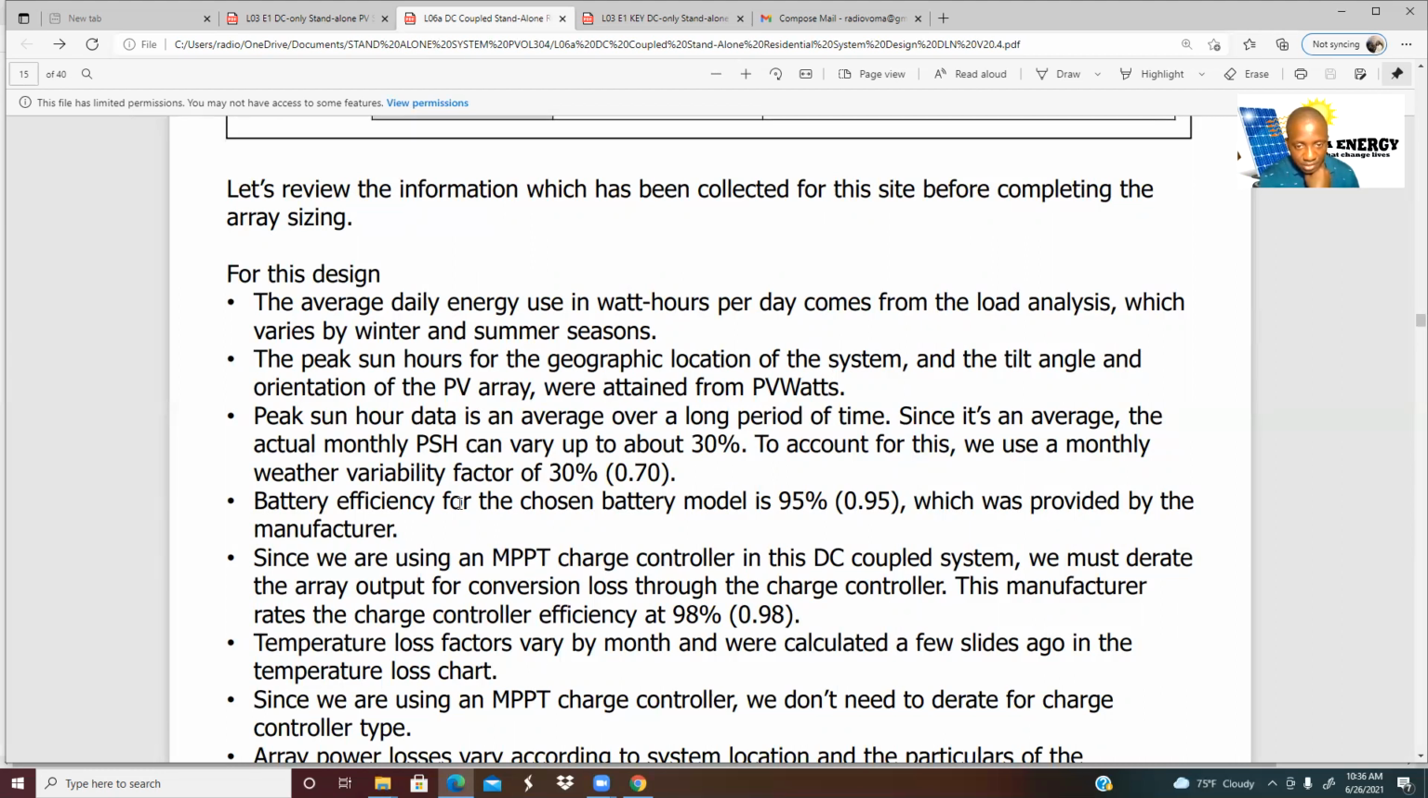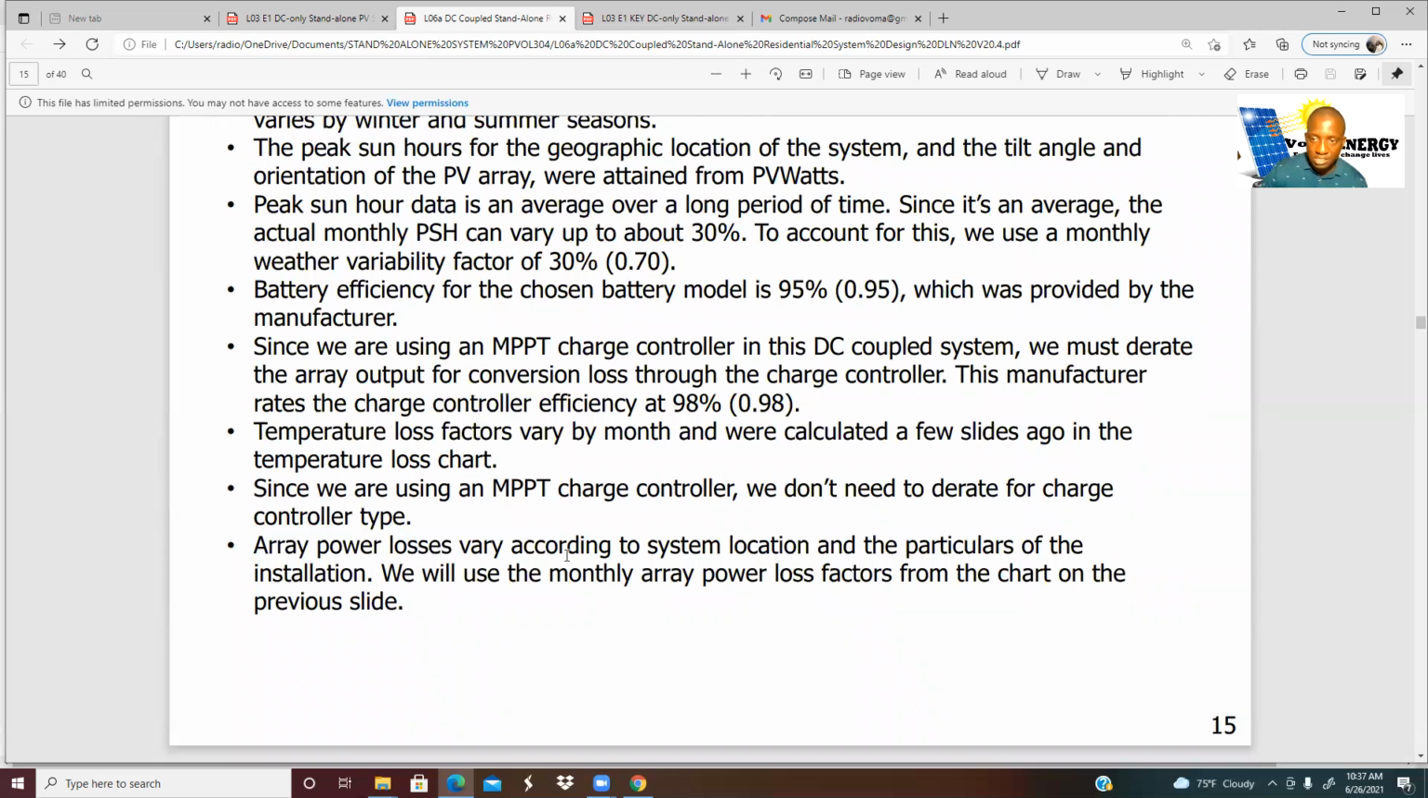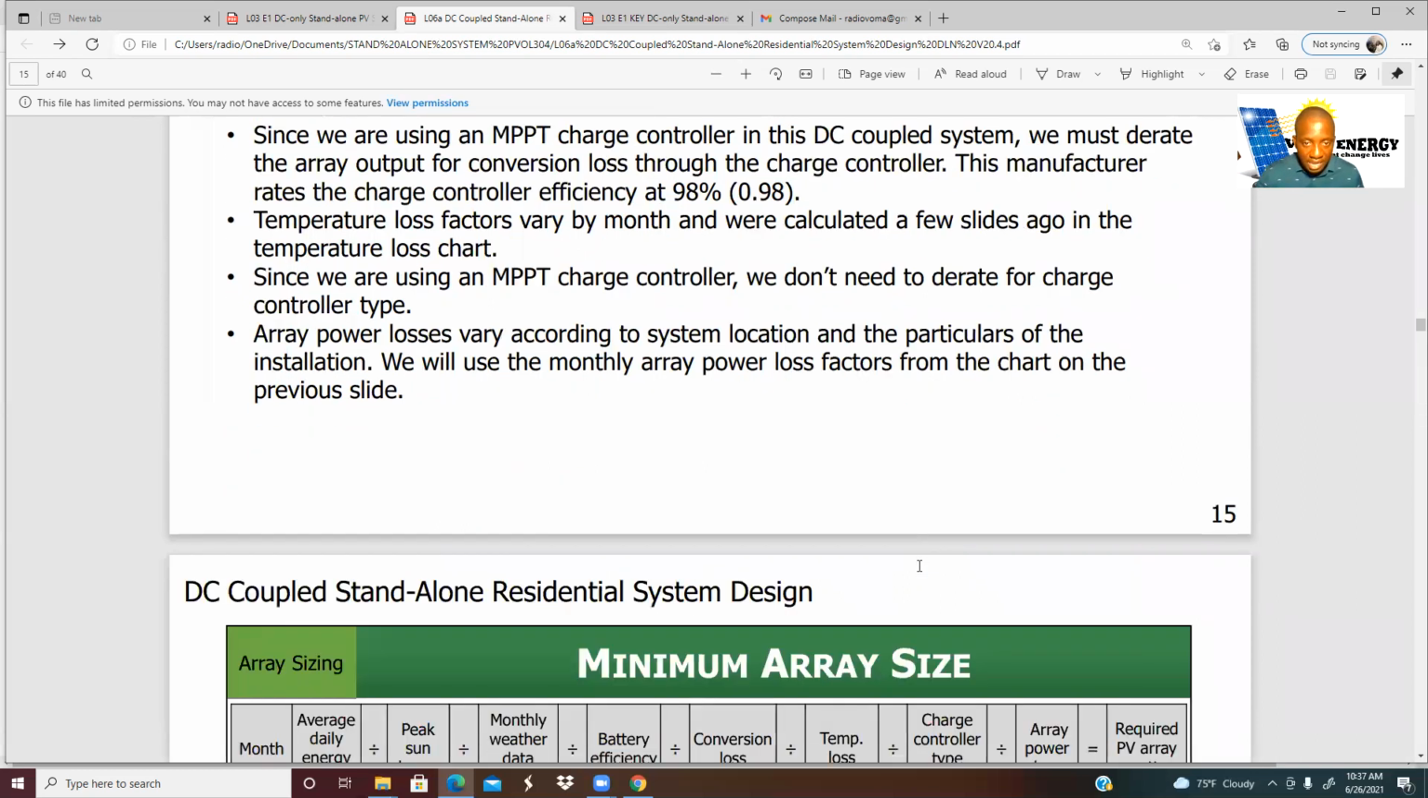Battery efficiency for the chosen battery model is 95%, which is 0.95. Since we are using an MPPT charge controller in this DC coupled system, we must derate the array output for a conversion loss through the charge controller. This manufacturer rates the charge controller efficiency at 98%, so we have 0.98. Since we are using an MPPT charge controller, we don't need to derate for charge control type. Array power losses vary according to system location and particulars of the installation. We use the monthly array power loss factor from the chart provided.